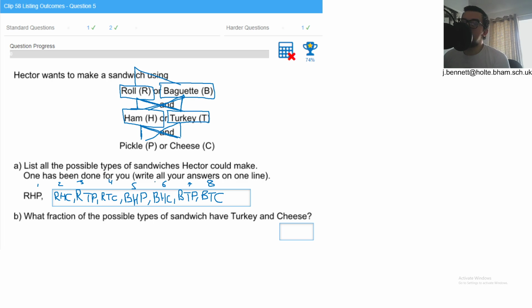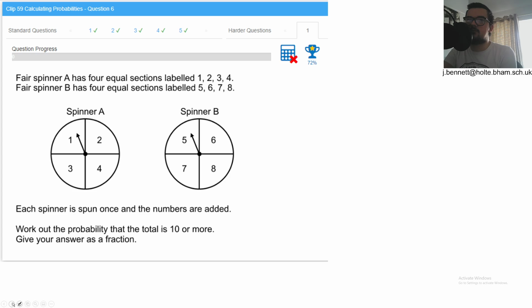What fraction of the possible types of sandwich have turkey and cheese? So we're looking for a T and a C in the same one. TC, no. TC, no. TC, no. TC, yes. TC, no. TC, no. TC, no. TC, yes. So we have 2 out of our 8, or we simplify it to be a quarter. So 1 quarter. And that's our answer for this question. Let's go to the next one.